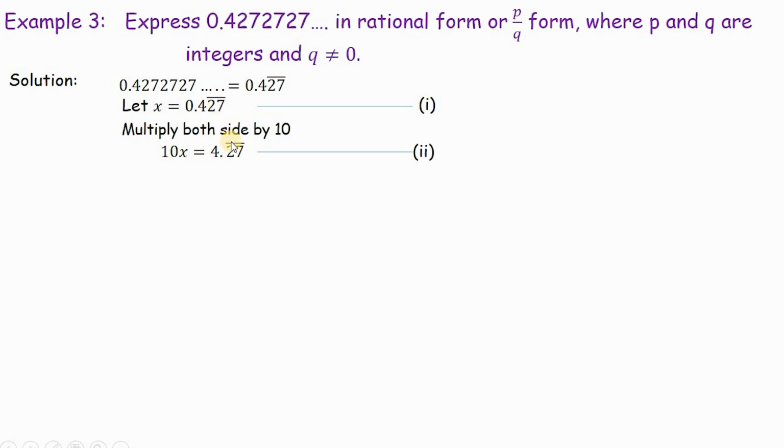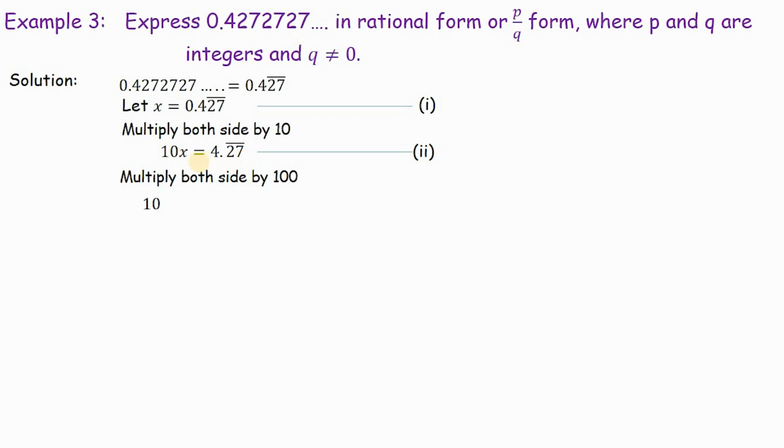Now in equations 1 and 2, you will notice that the digits after the decimal points are not the same. So we need to do one more step over here. Here 27, that is 2 digits, are repeating, so we'll multiply both sides of equation 2 by 100. Since 2 digits are repeating, we'll multiply it by 100.